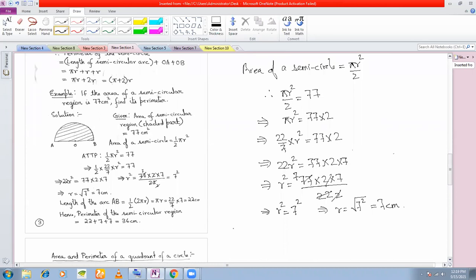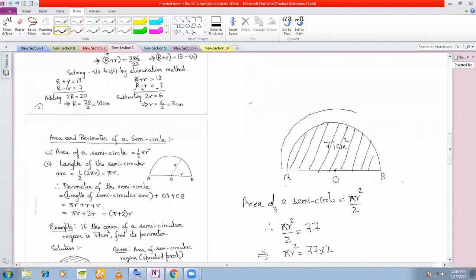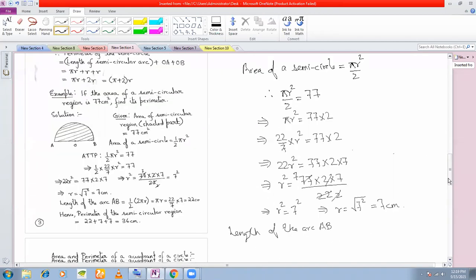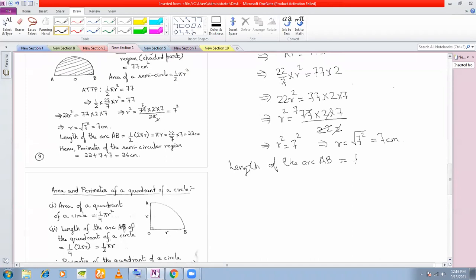How do you calculate the perimeter? Either, if you remember the formula, you can put it in directly in the formula, or what you can do is first calculate the length of the arc AB. Length of the arc AB means this. You're calculating the length of this part. How much is the length of this part? Half 2 pi r, which is equal to pi r, which is equal to 7 pi. Let's not put the value of pi. When necessary, I'll put the value of pi. As I told you, always put the value of pi at last.